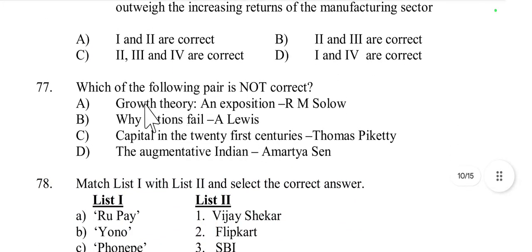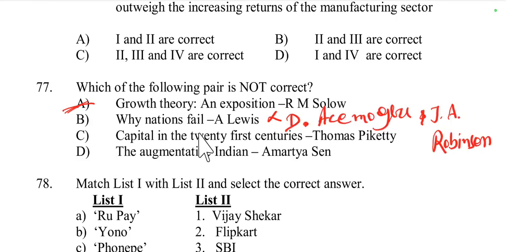Then question number 77. Which of the following pairs is not correct? First one is growth theory and expansion given by R.M. Solow, the expansion growth model, right? Then Why Nations Fail, by Arthur Lewis? No. Why Nations Fail is a book by Daron Acemoglu and James Robinson. So Why Nations Fail is given by D. Acemoglu and J. A. Robinson. So option B is incorrect.